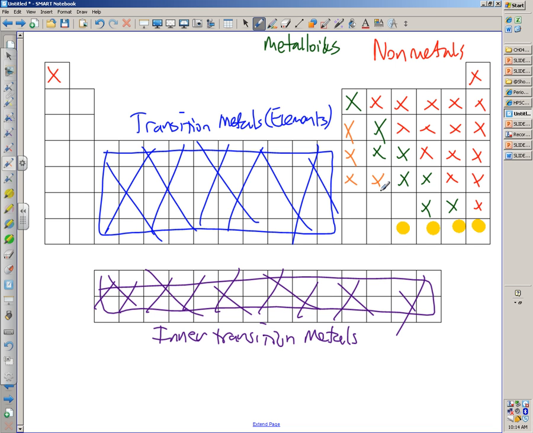The ones that I'm Xing in orange, these are your metals. Now, keep in mind, transition metals are metals. So all transition metals are metals, but not all metals are transition metals. There are similarities between the ones that we label metals and the ones that we label transition metals, but obviously there's a little bit of difference, or else we wouldn't call them that. We would call them something different.